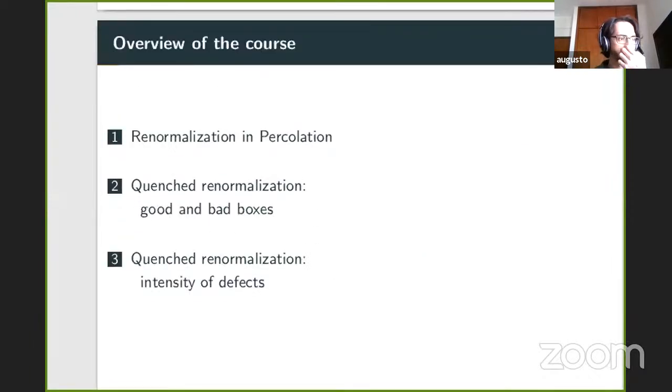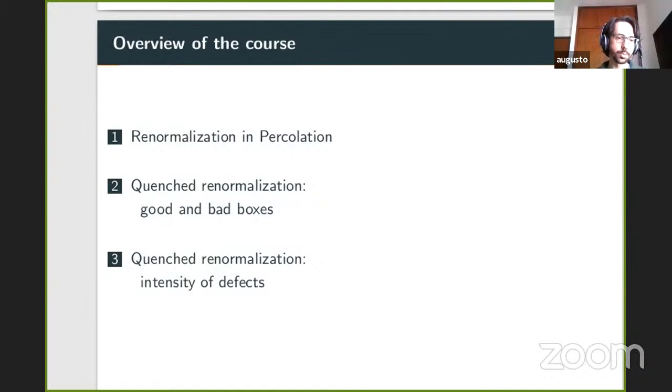So this is the basic structure. We're going to talk about renormalization in general as a tool for percolation. This is today's lecture. And then we're going to have two lectures that talk about this more niche version of renormalization, which I decided to name quenched renormalization. And it has two flavors. This is a kind of arbitrary division I made between the idea of good and bad boxes and a way to give an intensity to the effect. It will become clear soon. But for now, we start with a pretty vanilla course on renormalization.